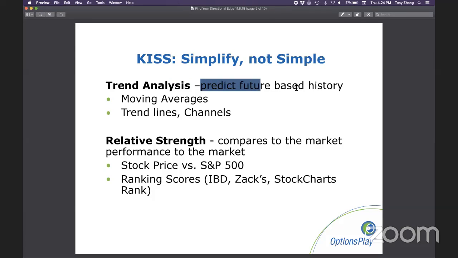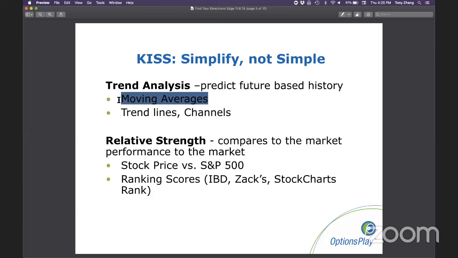So I'm going to provide 2 indicators that I think you should pay attention to when you're trying to gain a directional edge. Number one, you want to provide some trend analysis. This is very simply trying to predict the future based on past history. This is the belief that history may not repeat itself, but it certainly rhymes, and trends tend to stay intact until they reverse. Now, how do you actually measure trend? There are lots of different ways. Probably one of the most popular and most common ways is moving averages. Users of moving averages, from 10-day to 20-day to 50-day to 200-day, these are all different ways to measure trend over a different period of time.